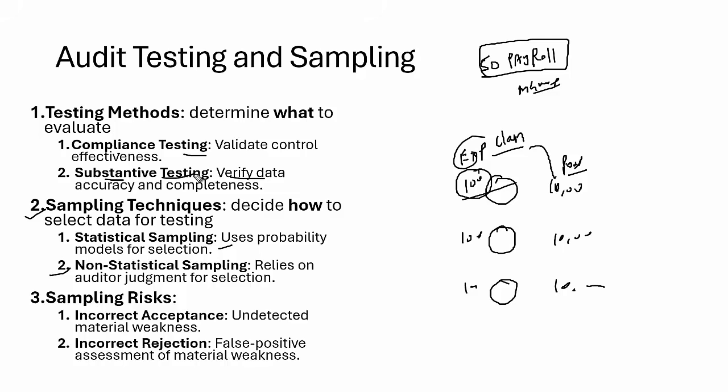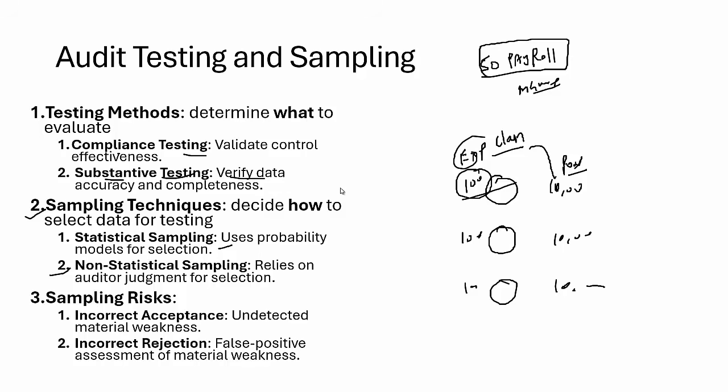Example, ensuring all payroll transactions are approved is part of control. Ensuring payroll amounts are correct and paid is substantive. So compliance testing evaluates the control effectiveness. Substantive testing validates the data accuracy and detects errors and frauds. So that's something we are taking.